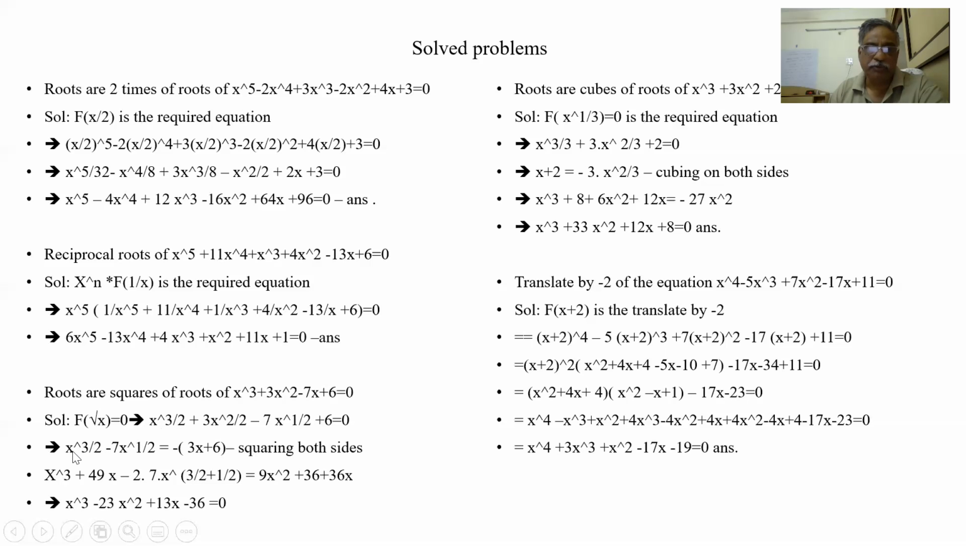So this becomes x to the power of 3 by 2 minus 7 root x is equal to 3x plus 6, taking the other side. So I am again squaring. So x to the power of 3 by 2 plus 2 is 4 by 2, that is 2. I am getting x square. So this is the equation which has the squares of the roots.